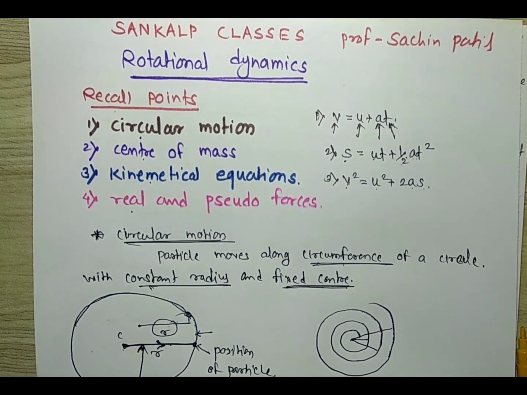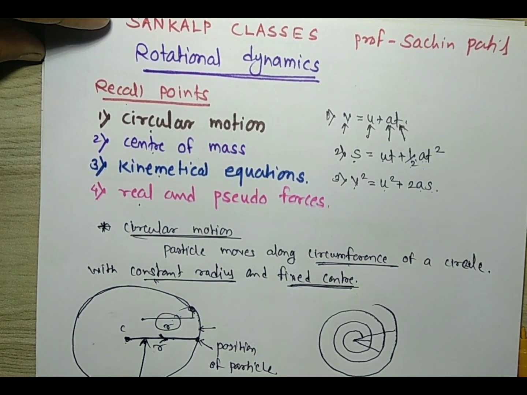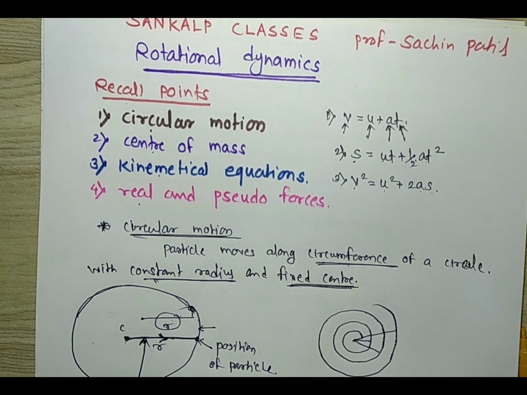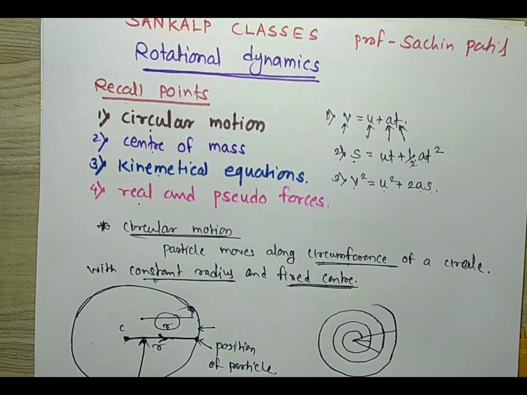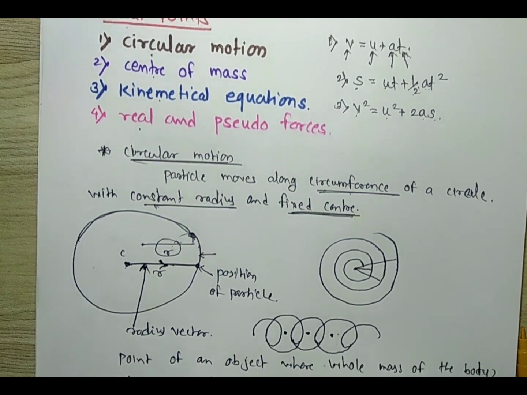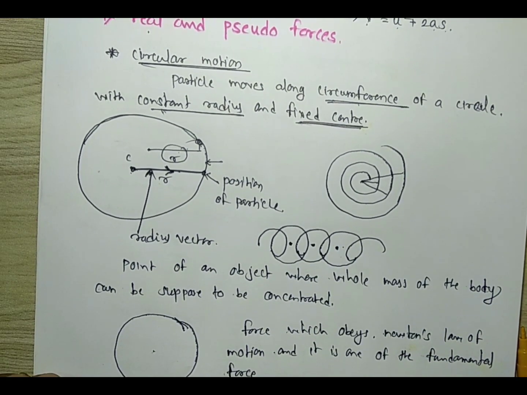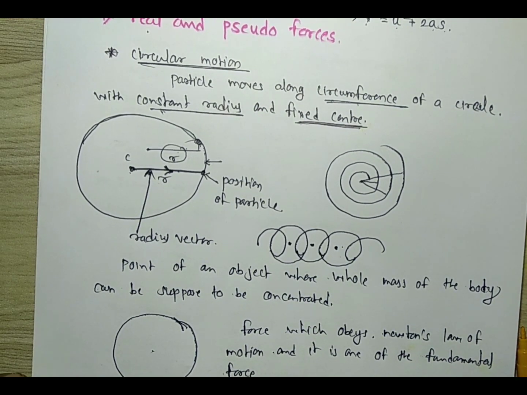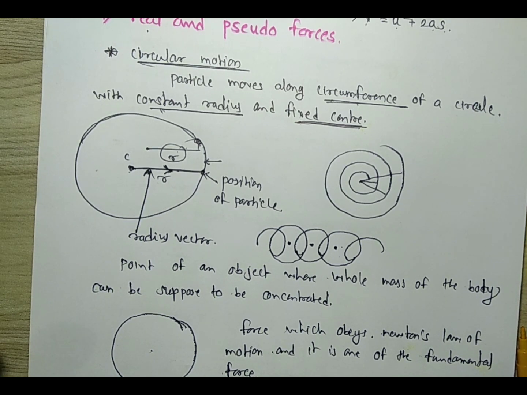rotational dynamics. In rotational dynamics, first of all, we have to think about circular motion. What is circular motion? Circular motion is nothing but a particle moving along the circumference with a constant radius and fixed center. The point of an object where the whole mass of the body can be supposed to be concentrated is called the center of mass.